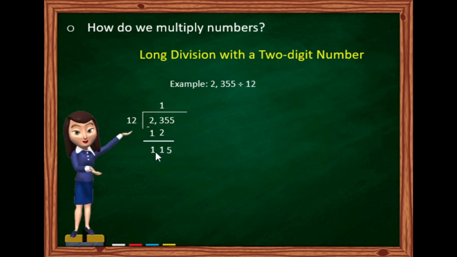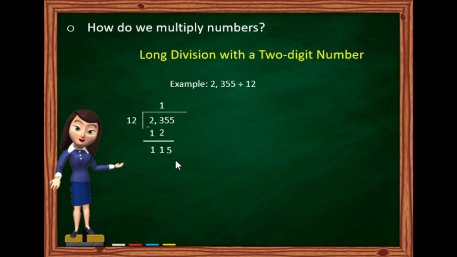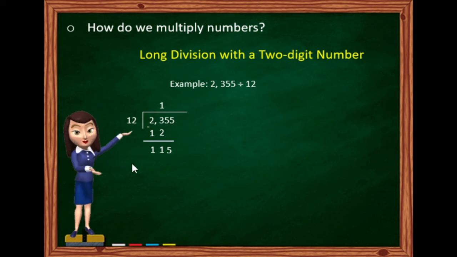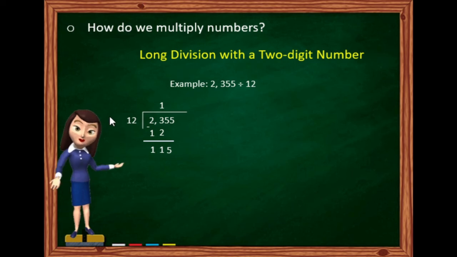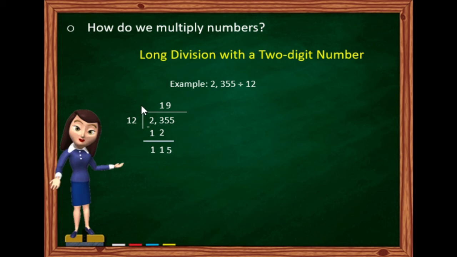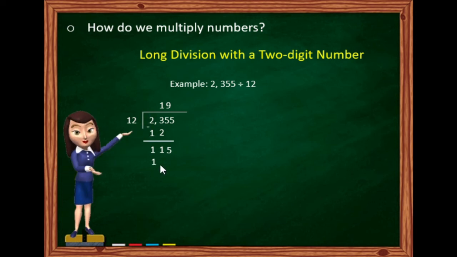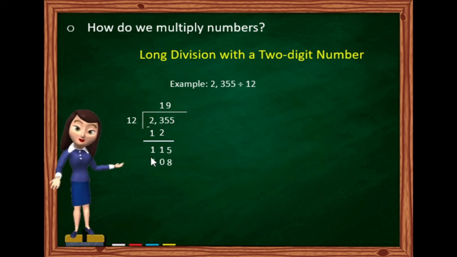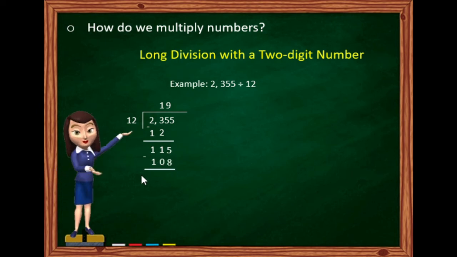Now it becomes 115. 115 divided by 12 equals 9. 9 times 12 equals 108. Subtract the two numbers beginning with the rightmost place.